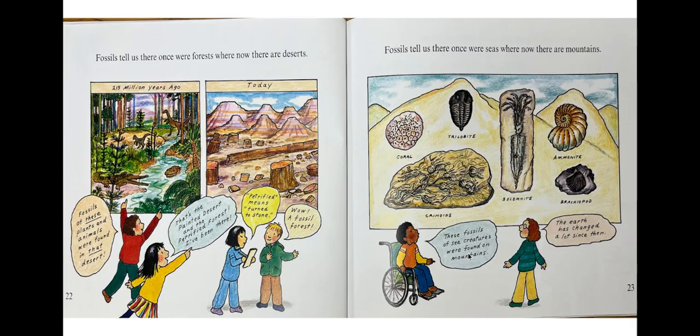These fossils of sea creatures were found on mountains. The earth has changed a lot since then. So if all these fossils of sea creatures were found on mountains, that tells us a long, long time ago that there was once a sea here, and then it dried up, and mountains formed.